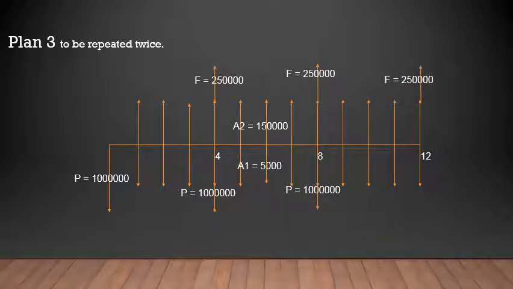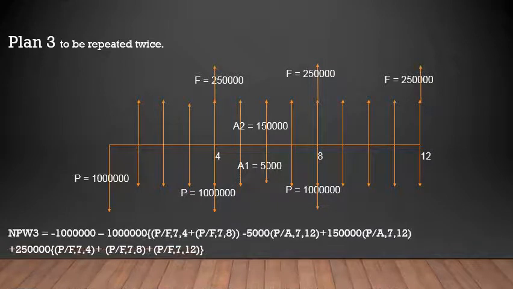Its operating cost, revenue, and salvage value will follow. So copy paste 3 times. Okay, so it has to be repeated twice and it will have 3 cycles. Now convert everything into its P. 10 lakh, it's already P, there is no further conversion required.